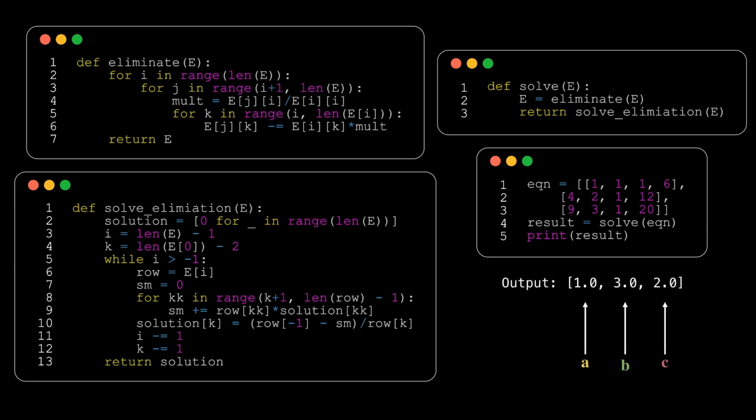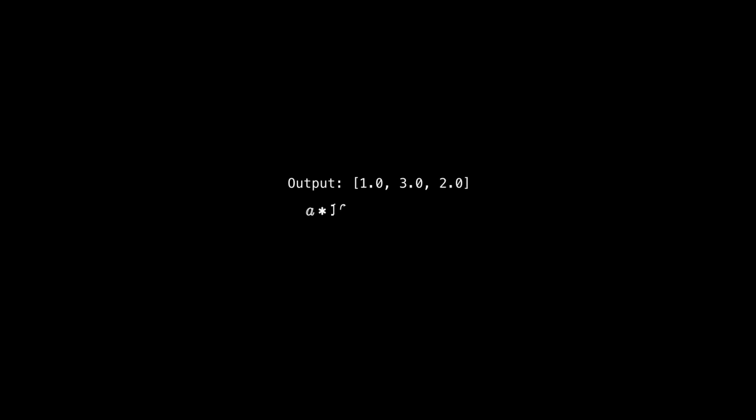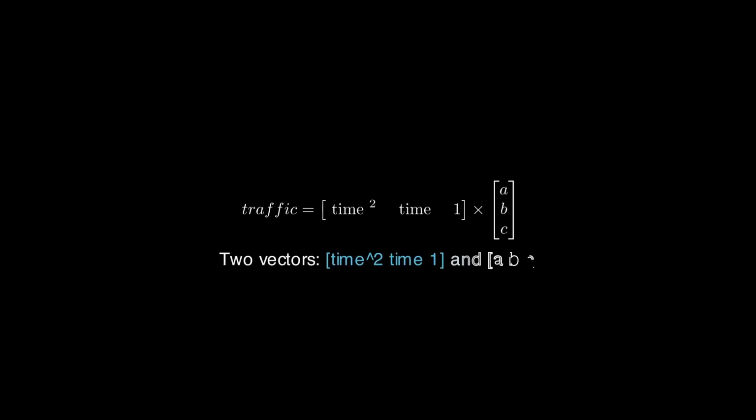Here's the output, showing the coefficients a, b, and c. Using these values, we can now calculate the traffic at time equals 4, which gives us the value, traffic equals 30. Let's make this process a bit more automatic. We can express the traffic equation as a matrix multiplication of two things, a row vector and a column vector. But wait, before we move on, let's take a moment to familiarize ourselves with matrix, vector, and matrix multiplication.